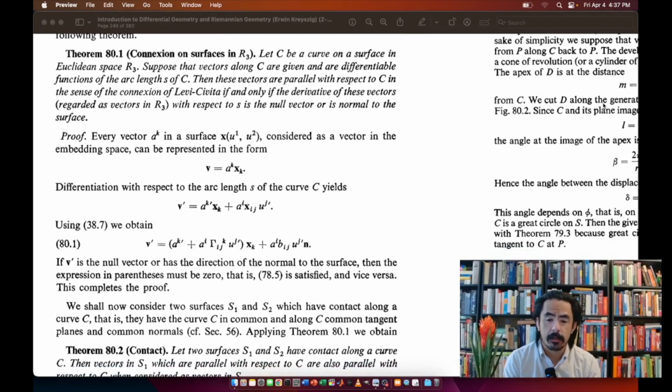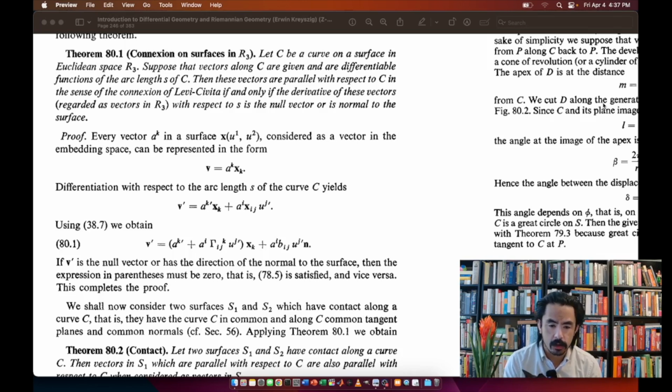Let C be a curve on a surface in Euclidean space R3. Suppose that vectors along C are given and are differentiable functions of the arc length s of C. Then these vectors are parallel with respect to C in the sense of the connection of Levi-Civita if and only if the derivative of these vectors, regarded as vectors in R3, with respect to arc length s is the null vector or is normal to the surface. The proof is as follows.